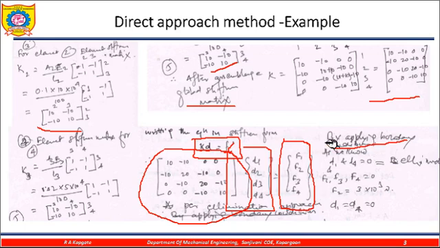Now I apply the boundary conditions. At both ends it is fixed, hence the displacements D1 and D4 at node 4 are 0, while only one force is applied, at F2. So F1, F3 and F4 are equal to 0, while F2 is equal to 3 into 10 to the power 3 Newton. These are the boundary conditions given in the problem. Because of these boundary conditions, it is much easier to solve this problem.